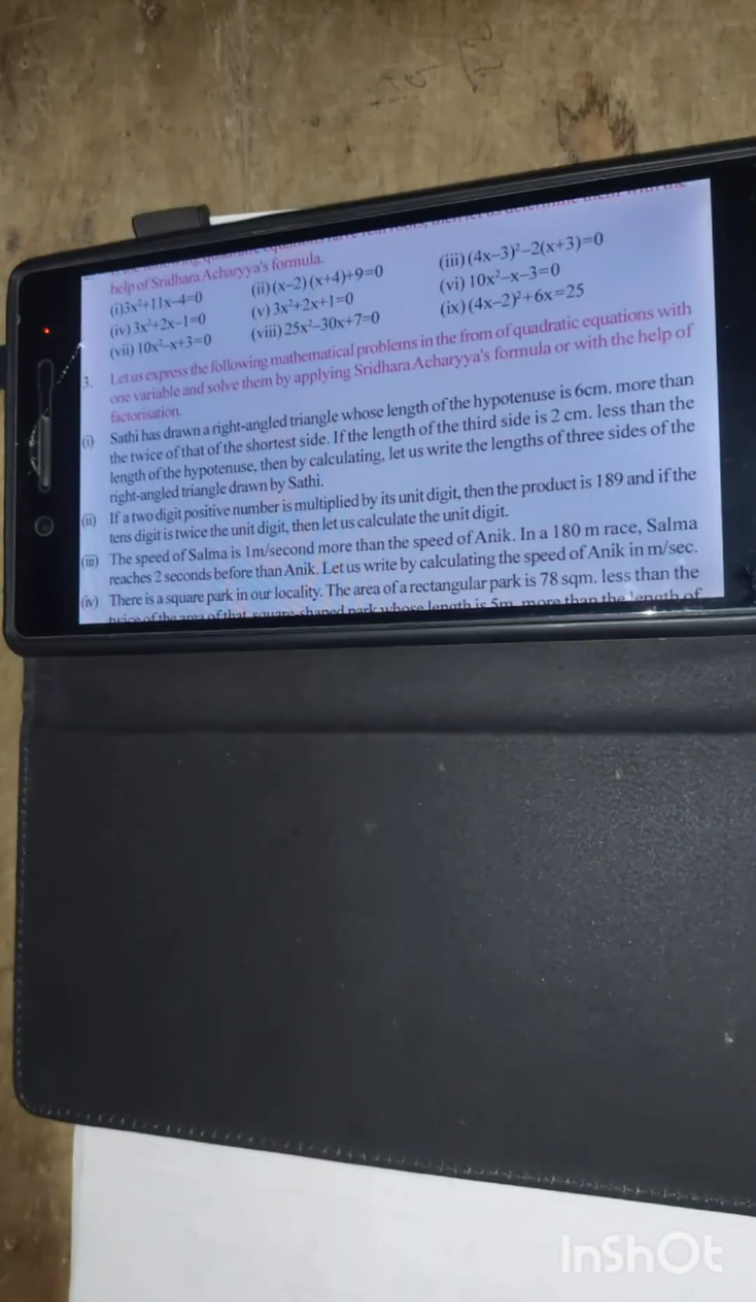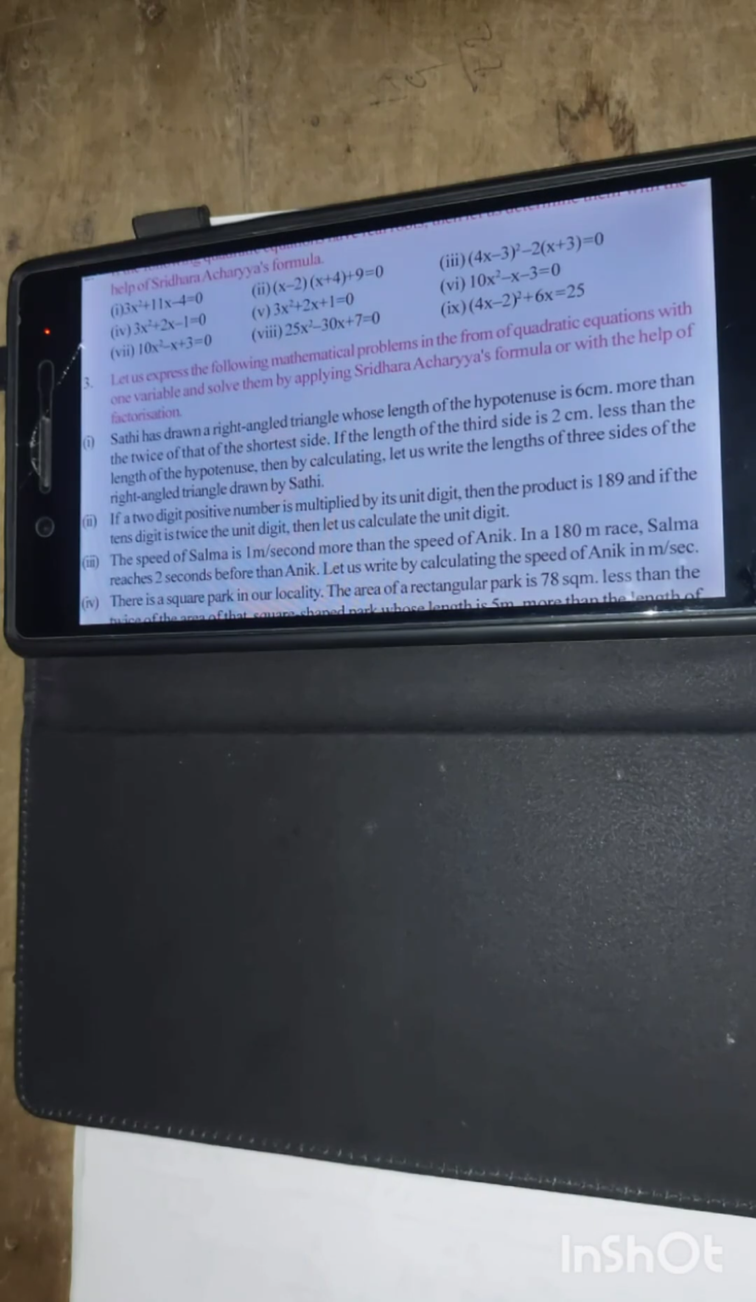Now let us proceed to question number 3. It says let us express the following mathematical problems in the form of quadratic equations with one variable and solve them by applying Sridhar Acharya's formula or with the help of factorization. Okay, question number 1.